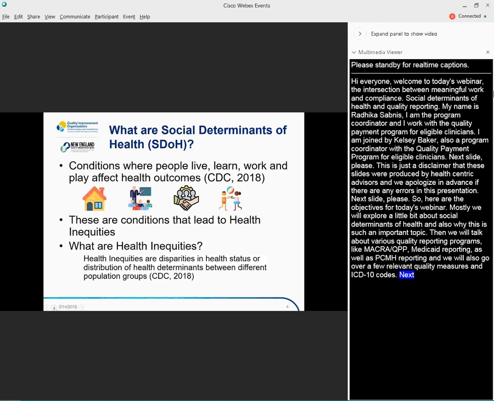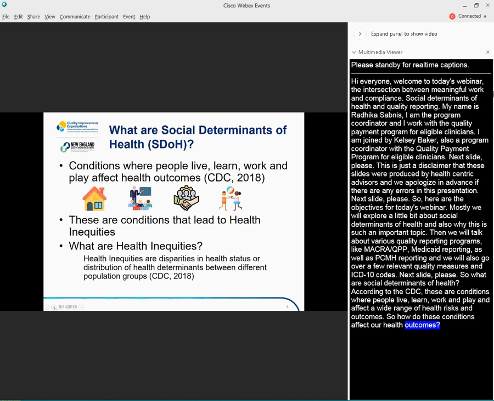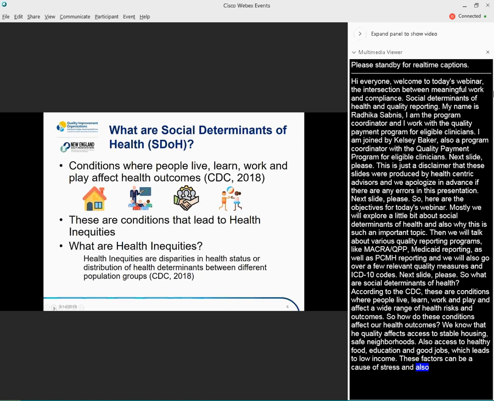So what are social determinants of health? According to CDC, these are the conditions where people live, learn, work, and play, and affect a wide range of health risks and outcomes. So how do these conditions affect our health outcomes? We know that poverty affects the access to stable housing, safe neighborhoods. It also limits access to healthy food, education, and also to good jobs, which leads to low income. Now, these factors can be a cause of stress and also affect health outcomes, which lead to poor health compared to the population who aren't affected by these factors.